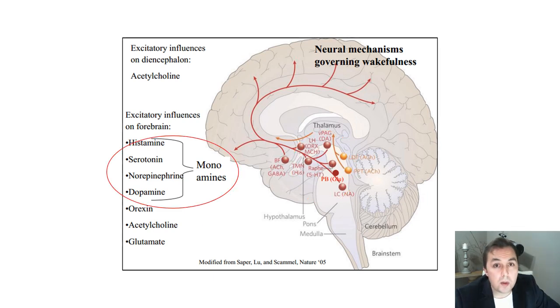It is useful to remember that several neurotransmitters are wake-promoting, and they fall into the category known as monoamines. Histamine is secreted in the posterior hypothalamus, serotonin in the raphe nuclei, norepinephrine in the locus coeruleus, and dopamine is found in the ventral tegmental area, as well as in the periaqueductal gray areas.